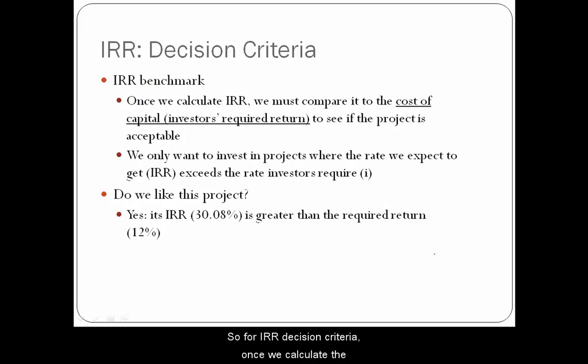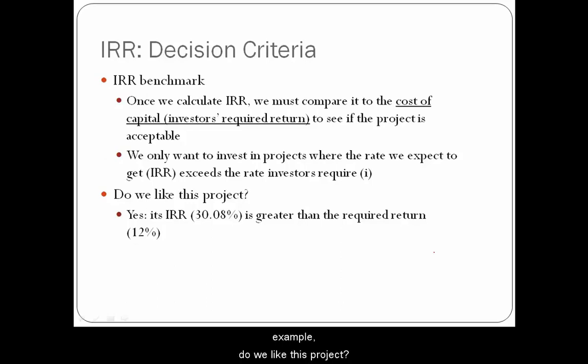So for IRR decision criteria, once we calculate the IRR result, we must compare it to the cost of capital, or say the investor's required rate of return, to see if the project is acceptable. So essentially this is a benefit cost analysis. Benefit is the return from the project, and the cost is the cost of capital that you have to raise to finance, or say to fund this project. And if your return is not greater than the cost, then this project is not worthwhile. So we only want to invest in projects where the rate we expect to get exceeds the rate investors require, or say the cost of capital.